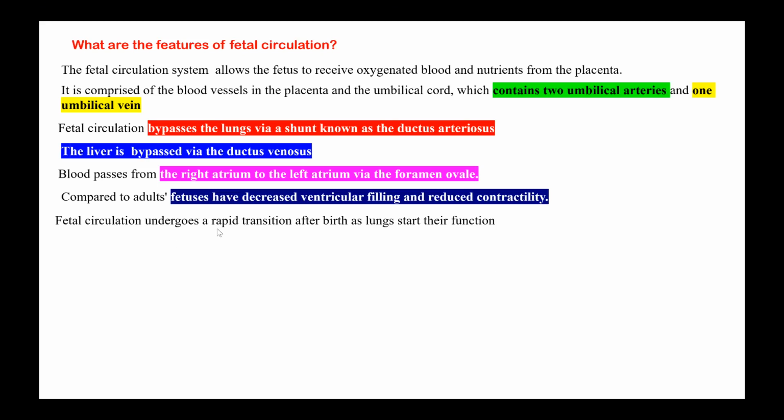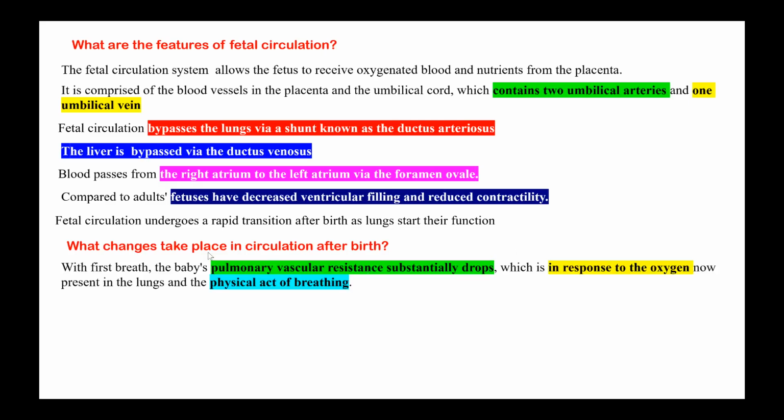And fetal circulation undergoes rapid transition after birth because of the functioning of the lungs, which start their function at that particular time. So what changes take place in the circulation after birth? The pulmonary vascular resistance drops dramatically. Even after the first breath, the pulmonary vascular system, which was highly resistant to prevent any flow into the pulmonary capillaries in intrauterine life, that resistance totally drops. It becomes a very, very low pressure circulation.